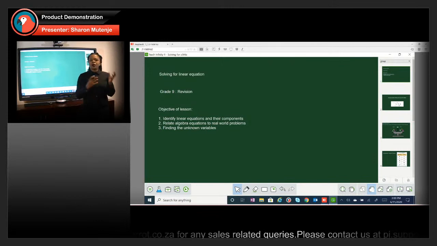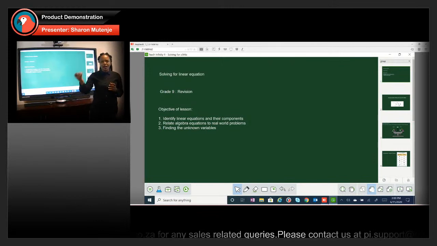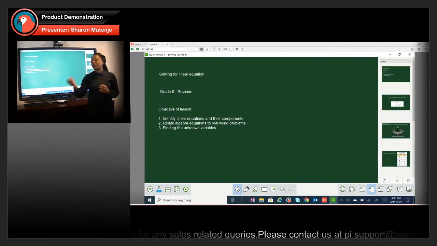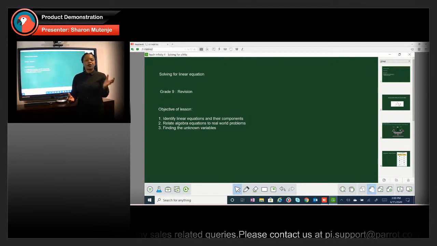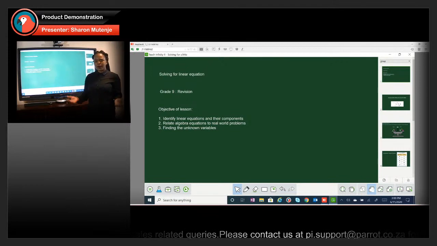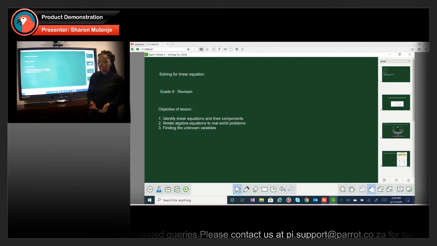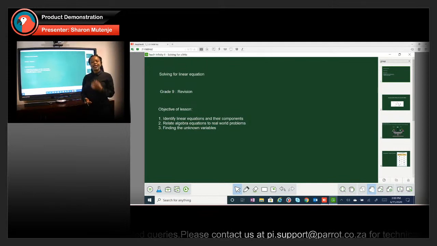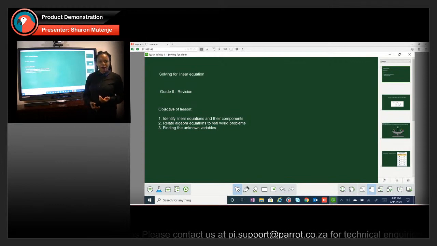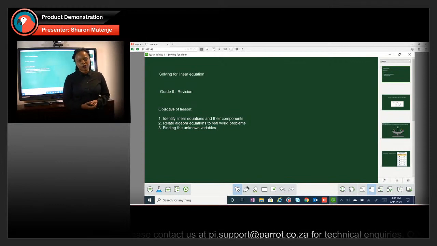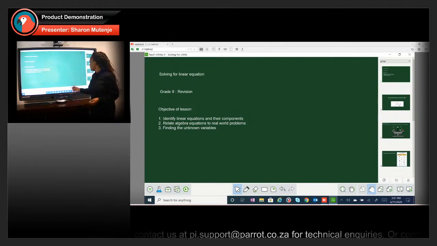Then, how can we relate an algebraic equation, which is a mathematical equation, to real life problems? Then last but not least, in this session, we are going to solve and find unknown variables by solving an algebraic equation.